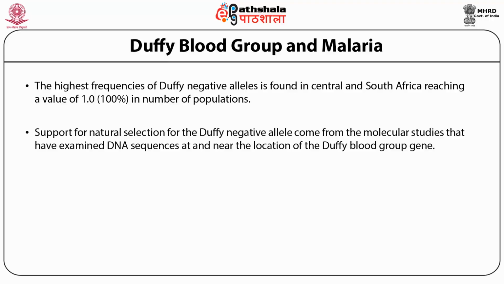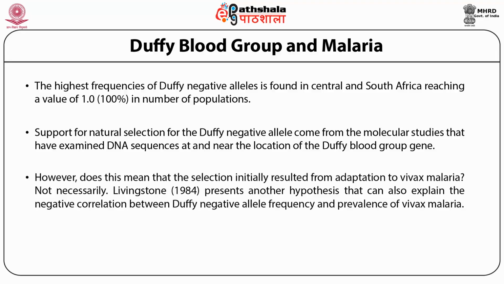Support for natural selection of the Duffy negative allele comes from molecular studies that have examined the DNA sequence at and near the location of the Duffy blood group gene. The evidence shows that the Duffy blood group gene and neighboring DNA sequence have reduced variation. The reduced variation for those with the Duffy negative allele confirms that selection has taken place. However, does this mean that the selection initially resulted from adaptation to vivax malaria? The answer is not necessarily.